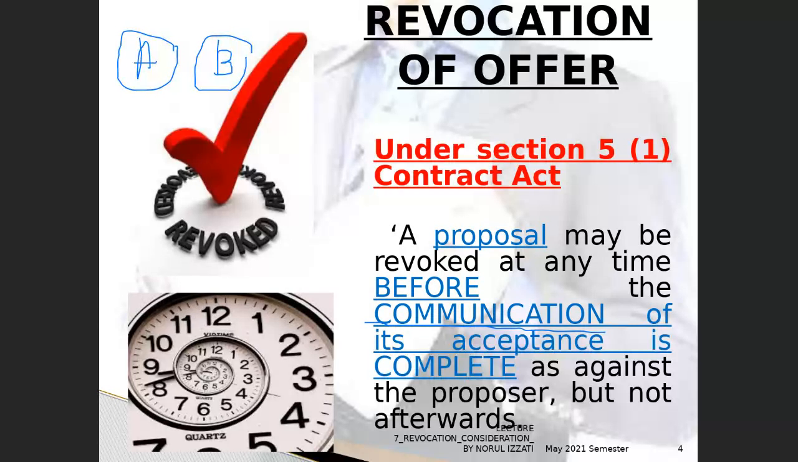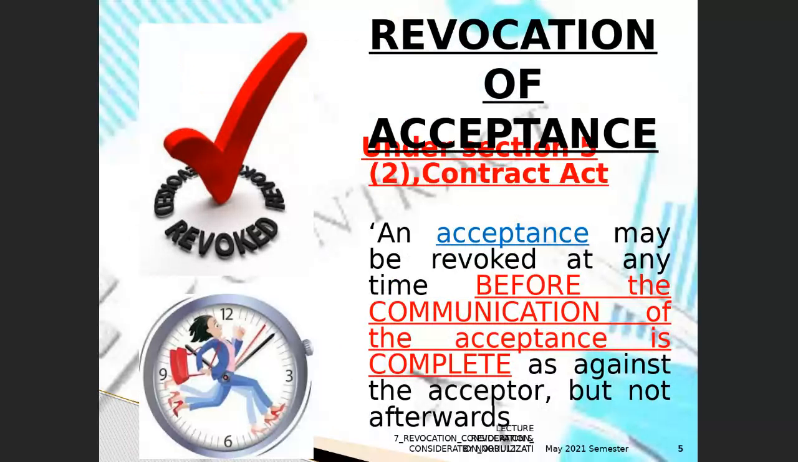Can you see the words communication of acceptance? Before B gives the answer, only then is A allowed to revoke. Okay, but not afterward. Once B has already given the answer to A, A is not allowed to revoke unless the revocation is accepted by B. So that is the option that you have.